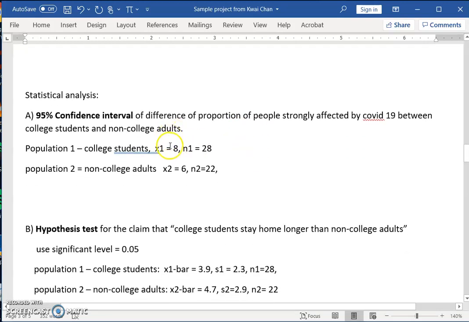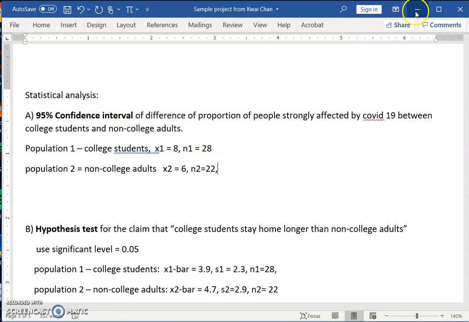So from the last videos, we have actually summarized the data in x and n for proportion. The proportion that we are counting is people that are strongly affected in both populations. For population 1, I have x1 equal to 8, n1 equal to 28. For population 2, I have x2 equal to 6, n2 equal to 22, as shown in the last video. So we are ready to do our confidence intervals.